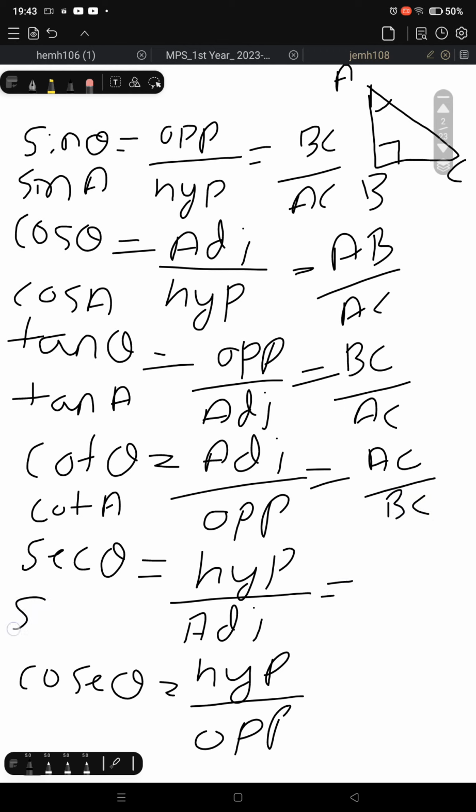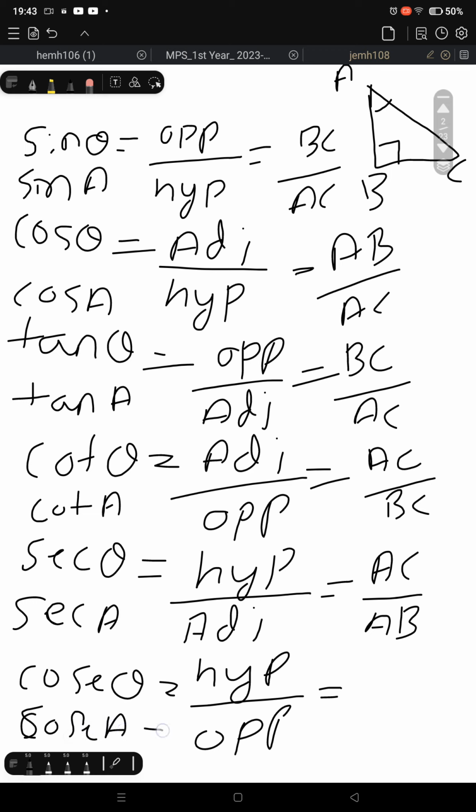Sec A is hypotenuse divided by adjacent. Hypotenuse is AC and adjacent is AB. When we come to cosec A, cosec A is hypotenuse divided by opposite. So hypotenuse is AC and opposite is BC. So this is all about angle A.